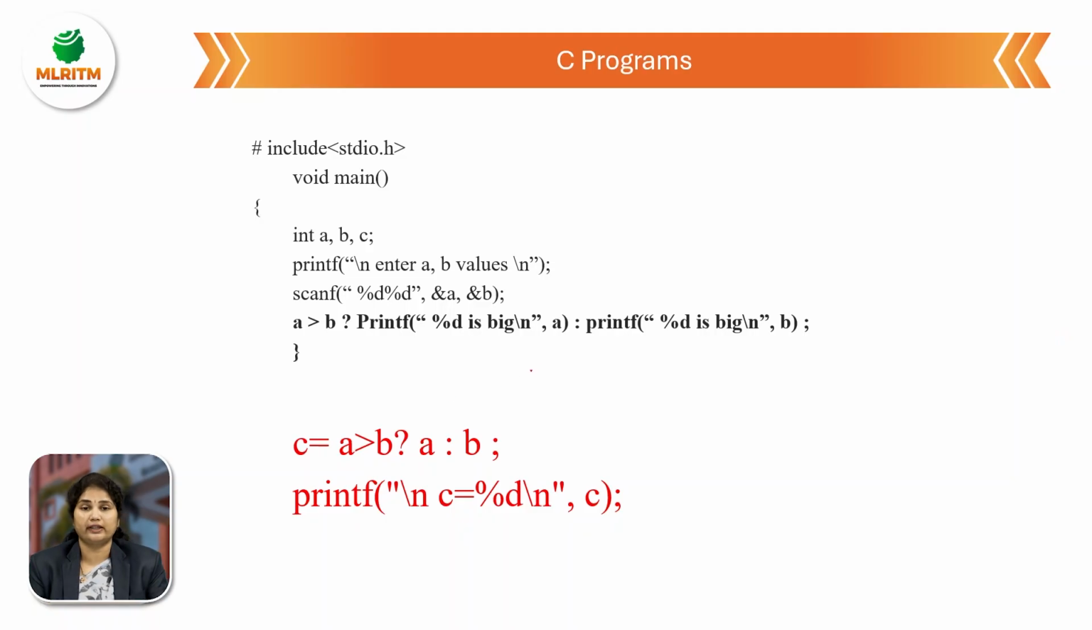This is how we use the conditional operator in C language, and this is how we will write the program by using the conditional operators. Here A, B, C values are declared and A, B values are read by the user, and first we are checking what? A greater than B. If this condition is true, then printf A will be printed. If this condition is false, then B will be printed as the output.